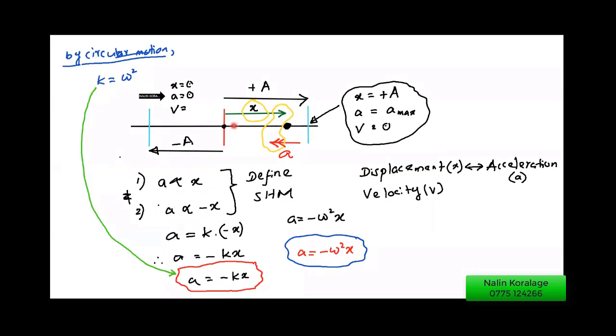Now this variation is going to be an increase or decrease. For example, here velocity is going to be 0. Let's say as an example the velocity of the particle is going to be 10 meters per second. From 0 to 10 the velocity increases. So therefore along that way velocity increases.